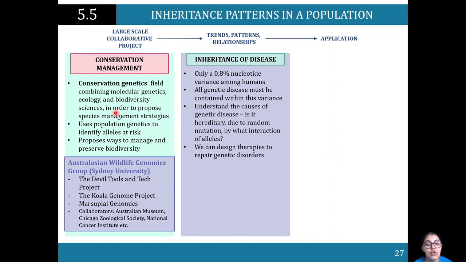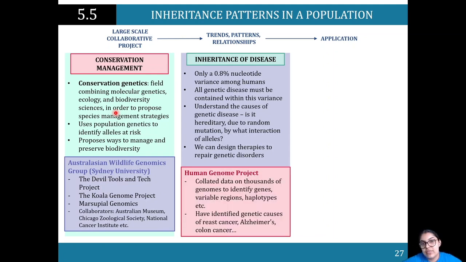We then utilize that idea to understand the cause of genetic diseases. Is it due to random mutations that occur, or is it due to the interaction of alleles? And then we can use that to design therapies to repair genetic disorders. A good example of this is the Human Genome Project, which collated data on thousands of genomes to identify genes, variable regions, and haplotypes, and they have identified genetic causes of breast cancer, Alzheimer's, and also colon cancer.